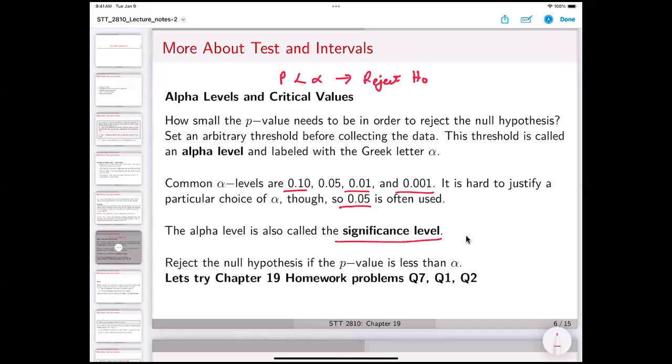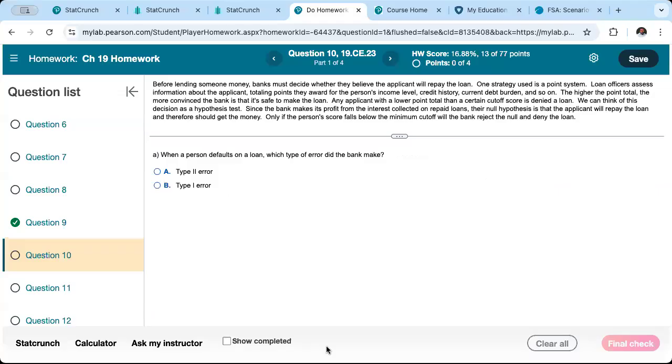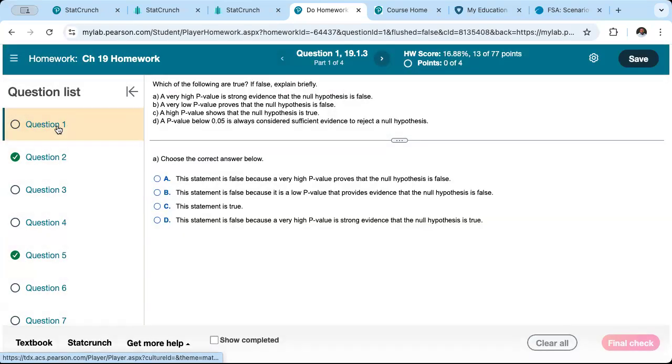Last time we were able to finish question 7. So today let's try to finish question 1 and 2 from the chapter 19 homework problems. So open to chapter 19 homework problems. Let's attempt question 1 and 2. So let's start with question 1 first.